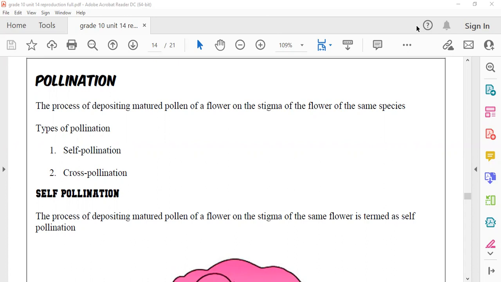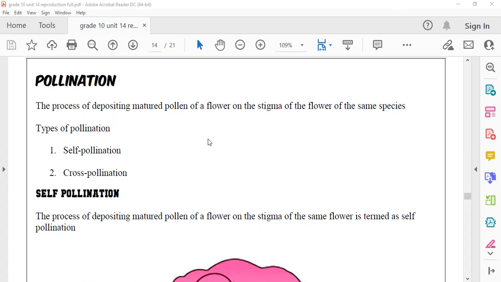For example, if a mango plant's pollen reaches a coconut plant's stigma, we don't call it pollination. If a mango plant's pollen reaches a mango flower's stigma, that can be called pollination. If a coconut plant's pollen reaches a coconut flower's stigma, that can be called pollination.